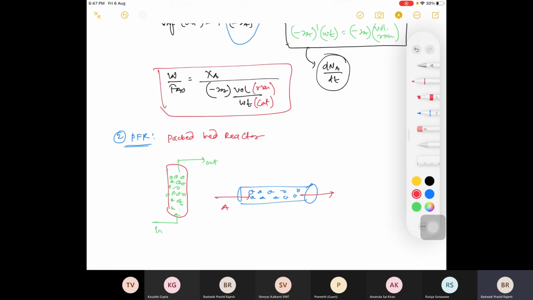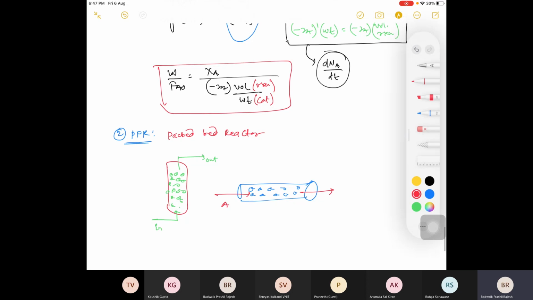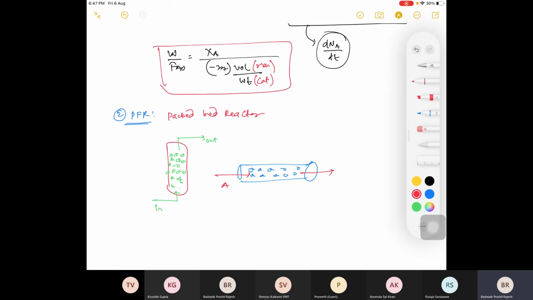For detail, I suggest going to the homogeneous portion, where we actually derived this, and here I'm just interconverting the formulas. So what was my design formula for PFR? Design equation: V divided by F_A0 is equal to the integration of dX_A divided by minus r_A.